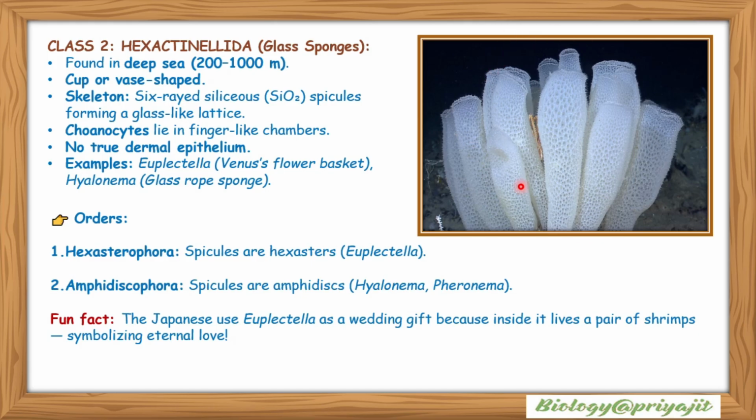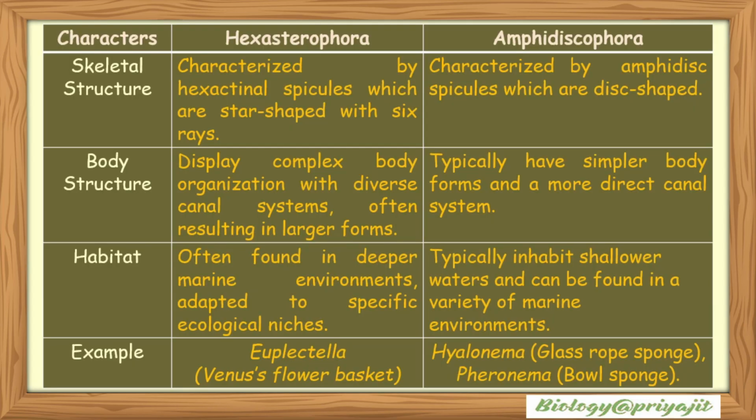This is the image of Euplectella, and the second one is Hyalonema, which is also known as glass rope sponge. So the two orders of Hexactinellida are Hexasterophora, whose spicules are hexasters, such as Euplectella, and Amphidiscophora, where the spicules are amphidisc-like, examples Hyalonema and Pheronema. The fun fact is the Japanese use Euplectella as a wedding gift, because inside this structure lives a pair of shrimps which symbolize eternal love.